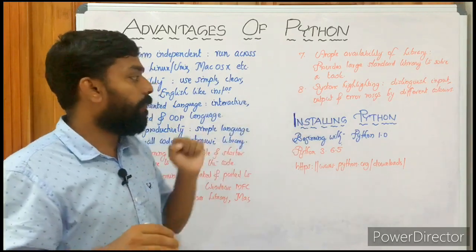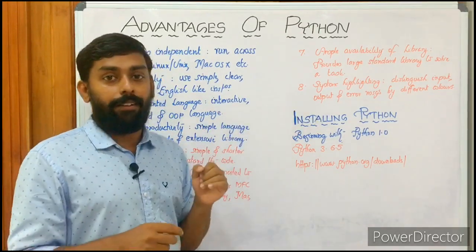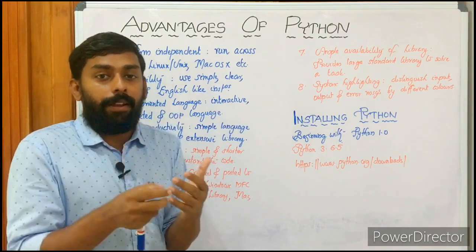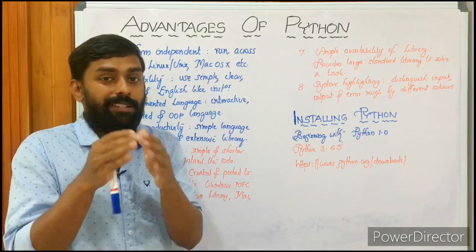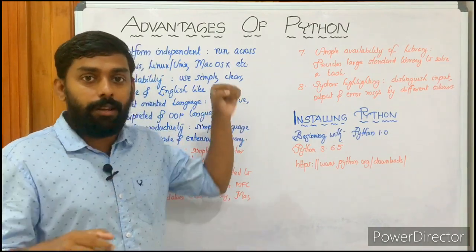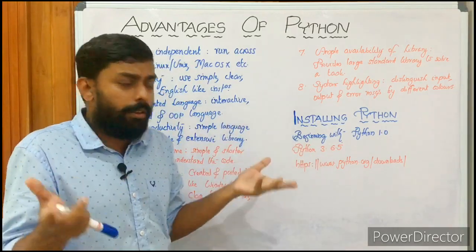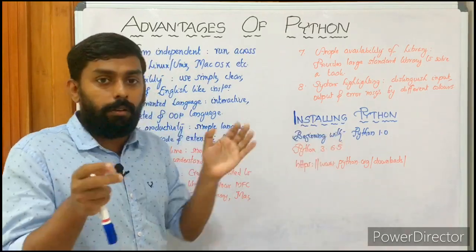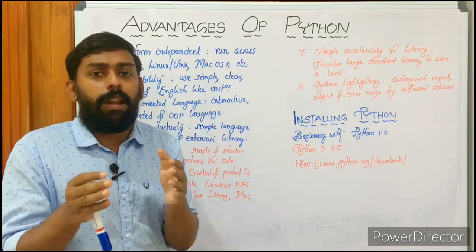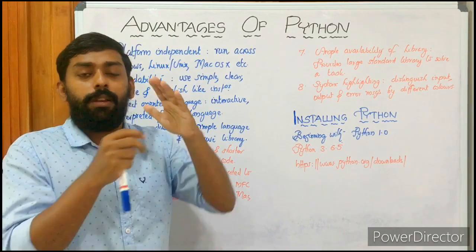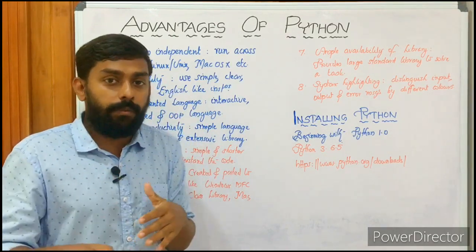Now we have installing Python. Just before we start coding, we must install the Python language, the Python software, in our machine. So how do we install it? We have steps to be followed, and it's very simple. Python is an open source object-oriented programming language, so the development is very fast, and the releasing of versions is very fast, of course.